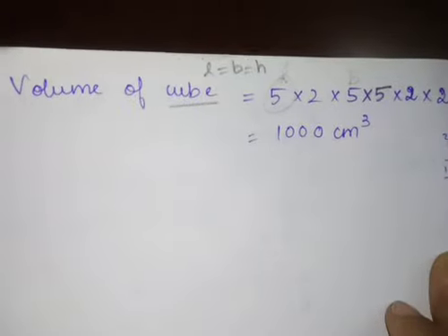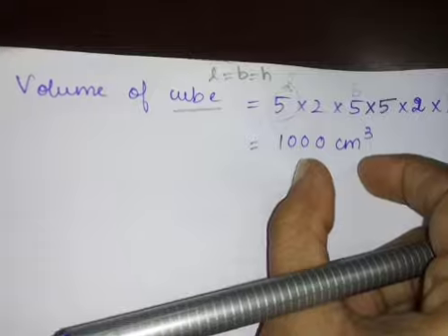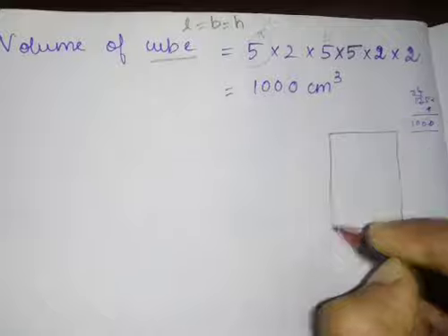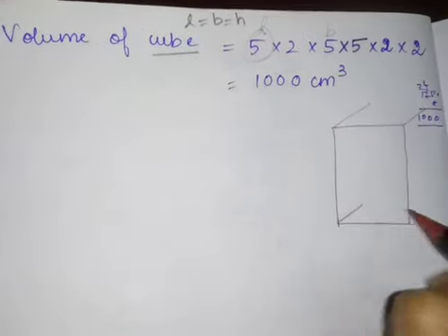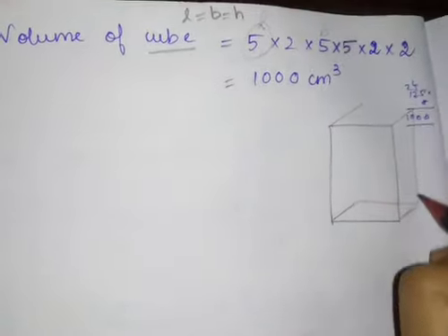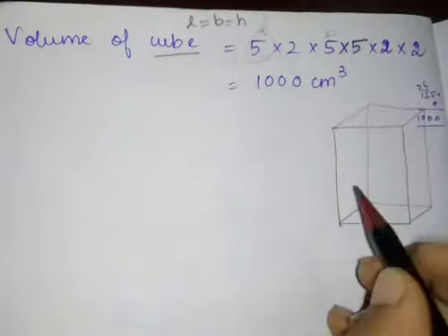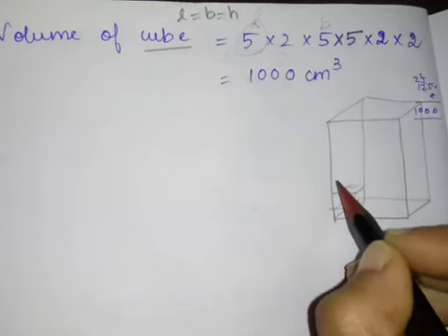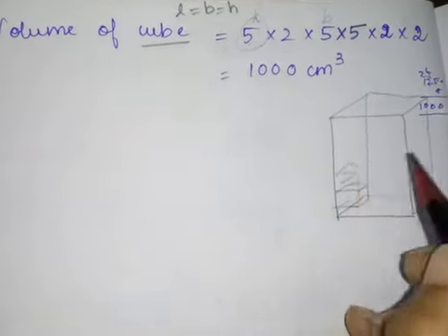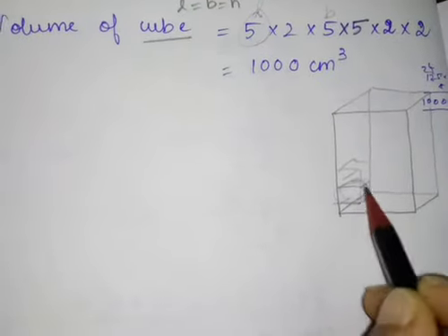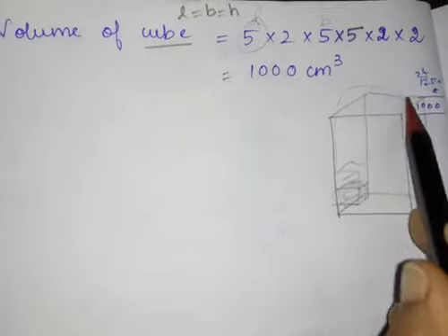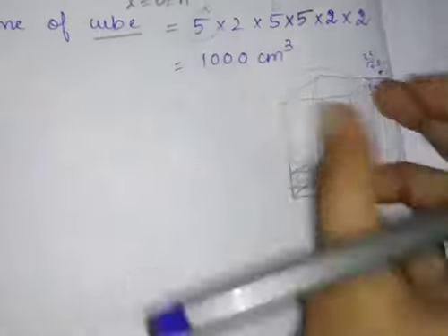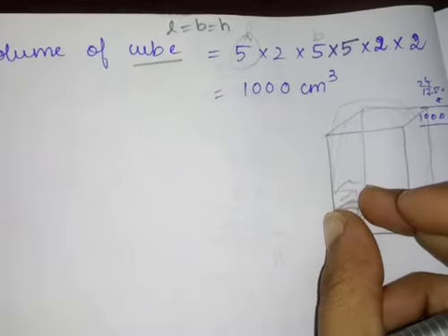Okay, now why am I finding this 1000 centimeter cube? Because now I have found the big cube. Actually this cube is made up of small cuboids. I found the volume of the small cuboid, then I found the big cube volume. Now if I divide this big cube volume by the cuboid volume, you will get the number of cuboids, right?